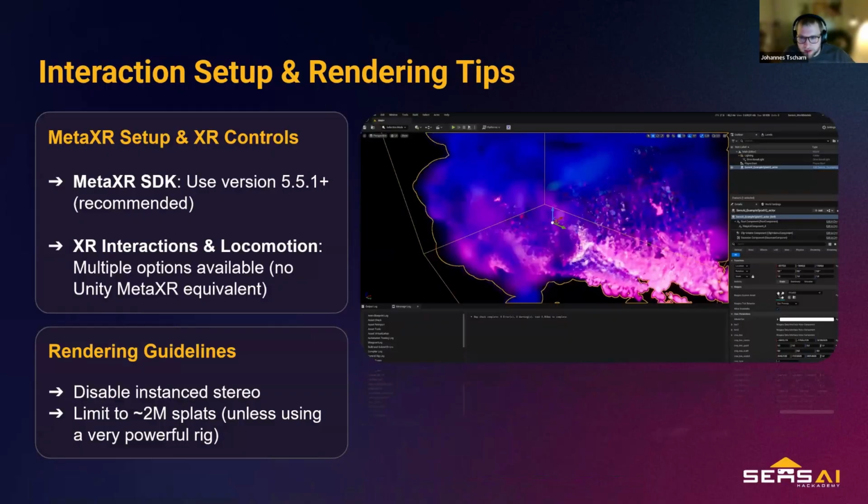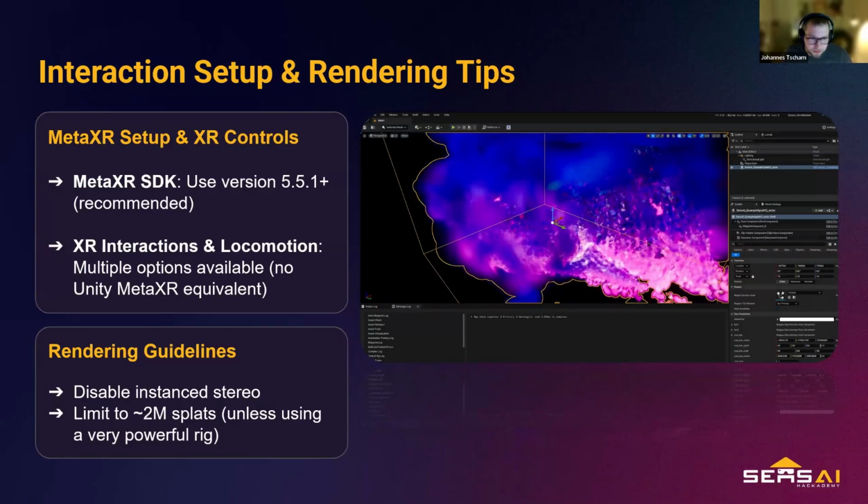So I have a couple of rendering tips. It's really very simple to set this up. You basically just add the plugin to your project. And since it is 5.5.1, you can use the Meta XR SDK, but not the latest version. That is for 5.6, so you have to use one that's a couple of months old, like 5.5. That's also what I recommend if you really want to do XR in Unreal. And then for XR interactions, like locomotion and grab, there are also multiple options available. But as said before, unfortunately, no Unity Meta XR equivalent.